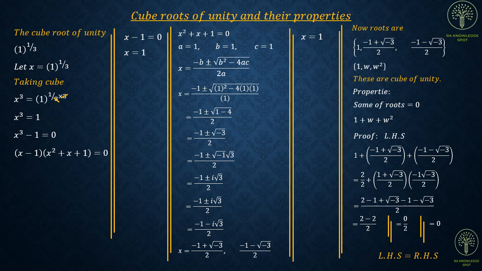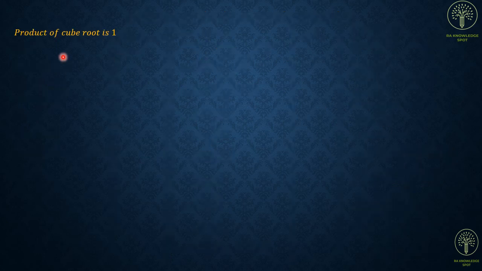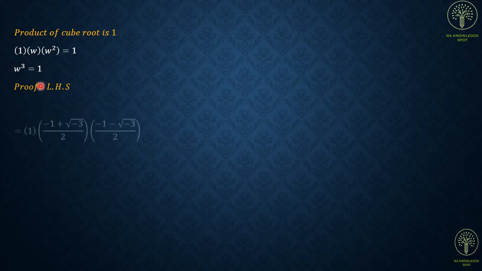This is very important. Now there is another property, that the product of the cube roots of unity always gives you 1. Now how? The proof is in front of you. 1 times omega times omega square will always give you 1. When you multiply omega square by omega you get omega cube, and multiplying by 1, of course, it will be omega cube, and omega cube is equal to 1. We are going to do the proof.